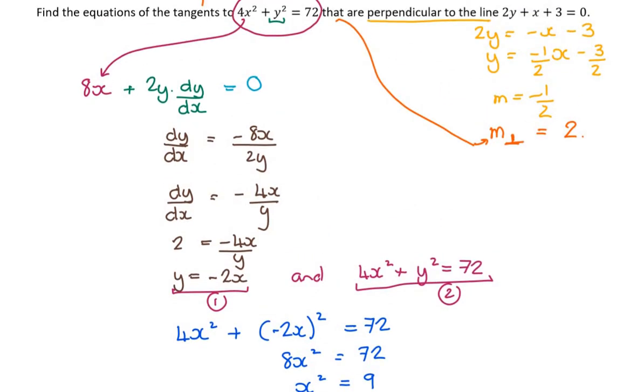Great, so hopefully a couple of things have happened here. Hopefully we've started to become more and more comfortable with implicit differentiation through all of these examples. Hopefully we've revised tangents, we've learned about normals and perpendiculars, and this whole idea of how simultaneous equations can come into it. It's pretty cool.